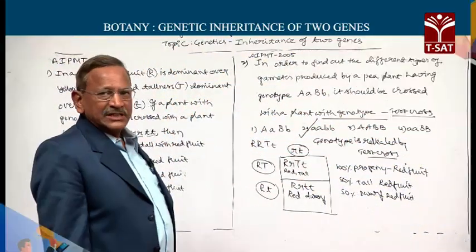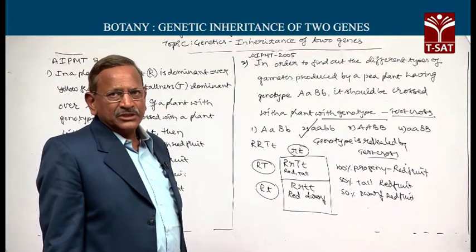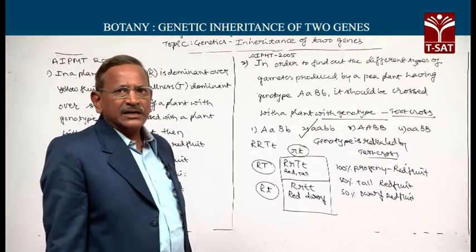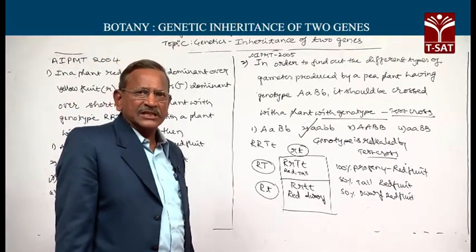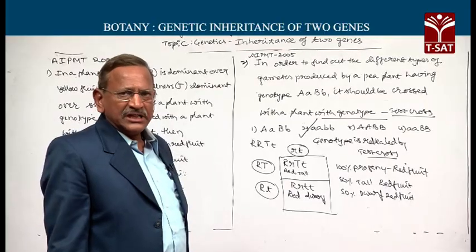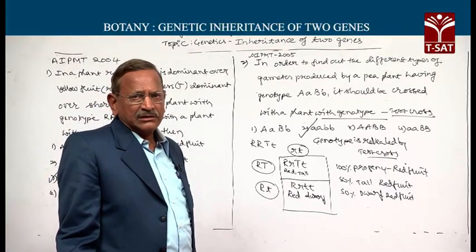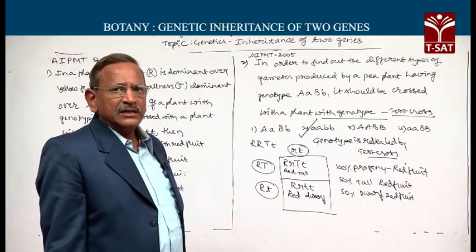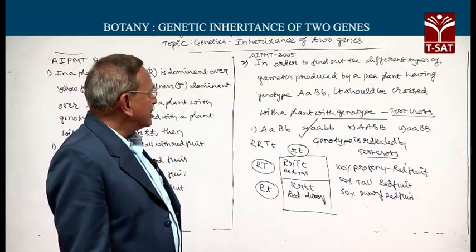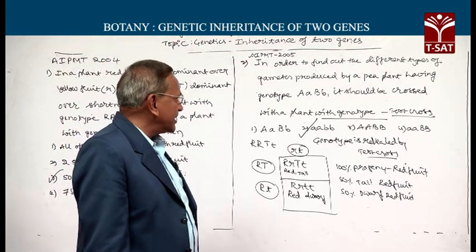In today's class, we discussed inheritance of two genes, dihybrid cross, the progeny and its genotype, its phenotype, and the ratio obtained in test cross and also back cross with the dominant parent.